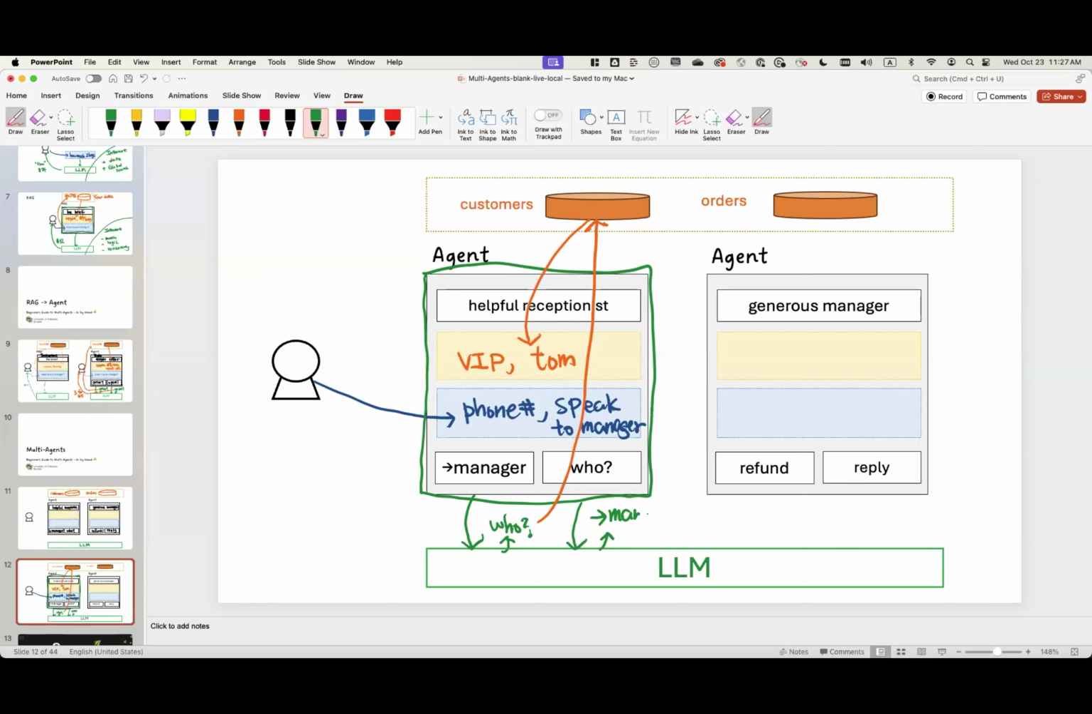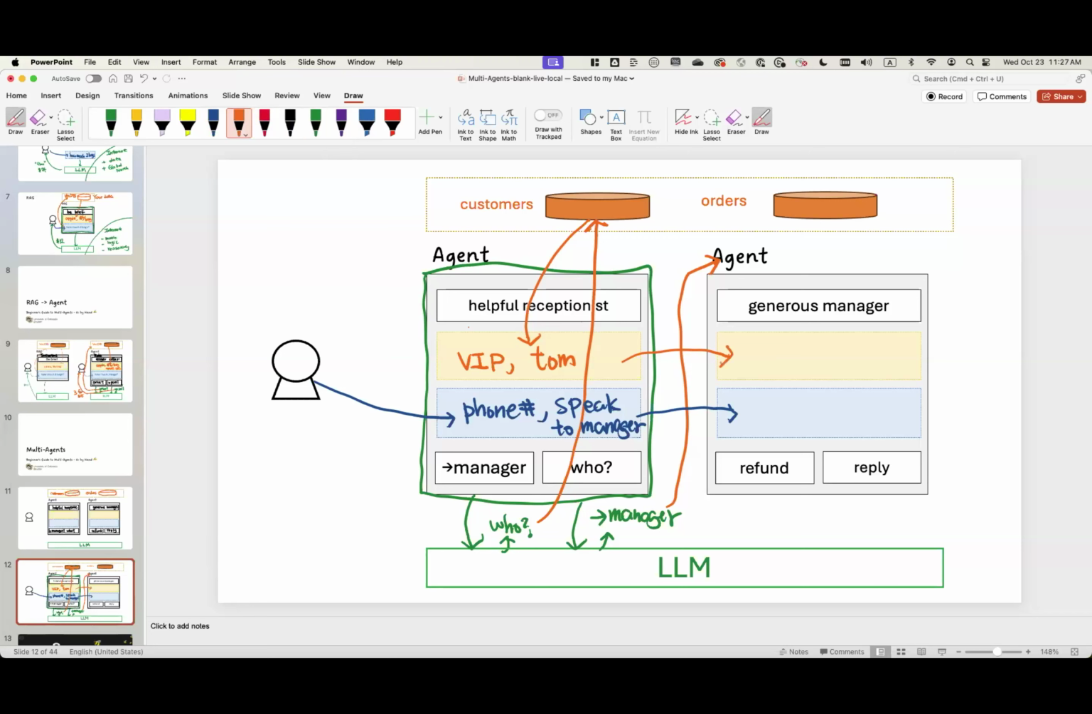So I then transfer to the manager, and when that happens, the control is passed to another agent, who is a generous manager. And before we do that, I want to pass this information over to the generous manager, so they have the same context and also the user input to work with.